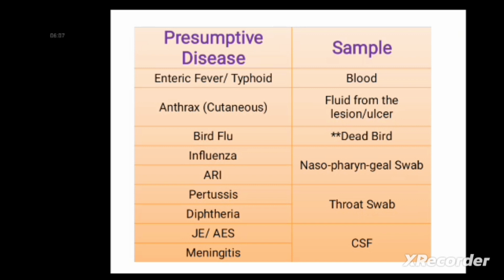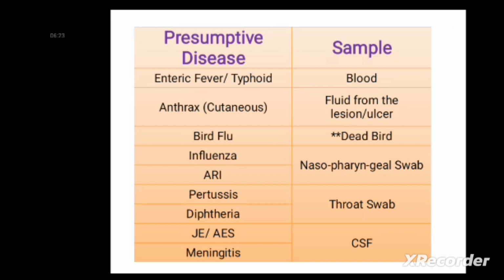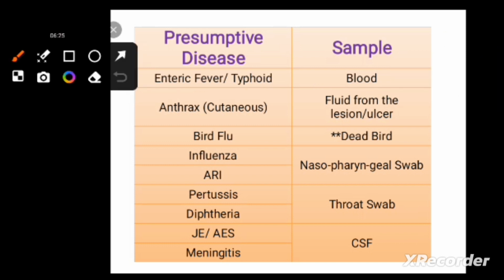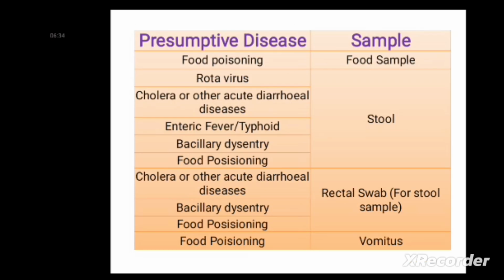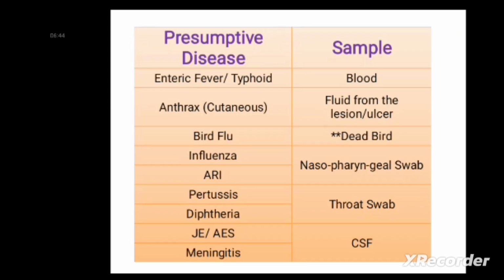For diagnosing enteric fever or typhoid, blood sample should be collected, that is the whole blood. After collection of the blood sample, you can aseptically transfer the whole blood into a culture bottle. Okay. So, for enteric fever or typhoid, not only the blood sample, but also the stool sample can be collected. You can collect either the stool sample or the blood sample for diagnosing it.